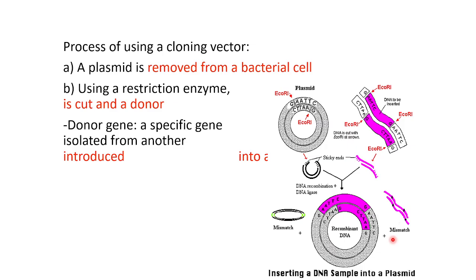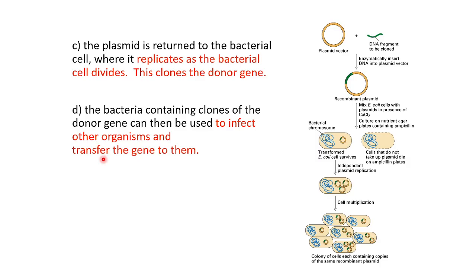From there you isolate the plasmid. Okay, so after isolating the plasmid, you treat it with a restriction enzyme, the same as that of the insert. So you're cutting it with EcoR1 here, and also with EcoR1 over here, and that will allow it to join. You have to cut the vector and the insert with the same restriction enzymes on either end. So you have the donor gene, a specific gene isolated from another vector.